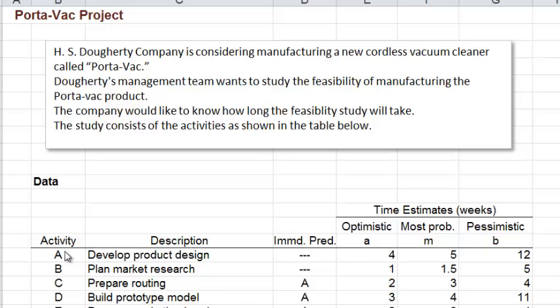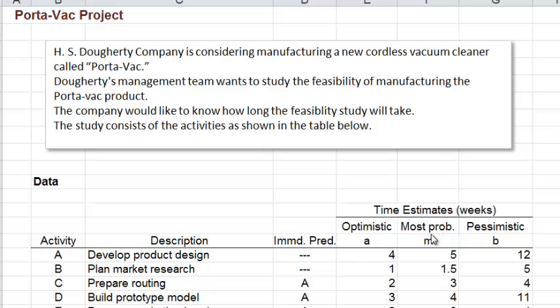So for instance, for activity A, the shortest possible time is 4 weeks, but in the worst case it might take as long as 12 weeks, but the most likely is about 5 weeks. So for each activity we have these 3 time estimates: the optimistic time, the shortest possible time; the pessimistic time, the longest possible time if we encounter significant delays; and the most probable time, that is the most likely time the activity will take under normal conditions.